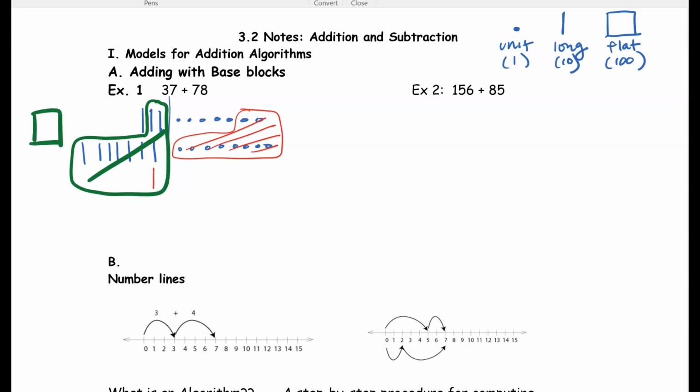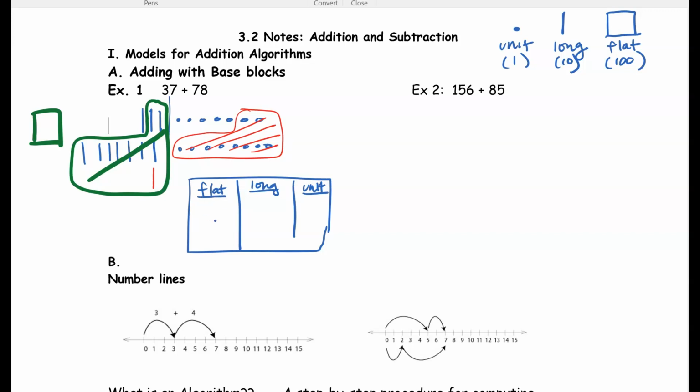And then I'm going to ask myself, well, what do I have left? Once I'm done regrouping and I can't do any more groups of 10, I ask what's left. So what is the answer? A lot of times when kids do this, they'll actually have a sheet of paper labeled flat, long, unit. So what's my total? I have 1 flat left over, which is right here.